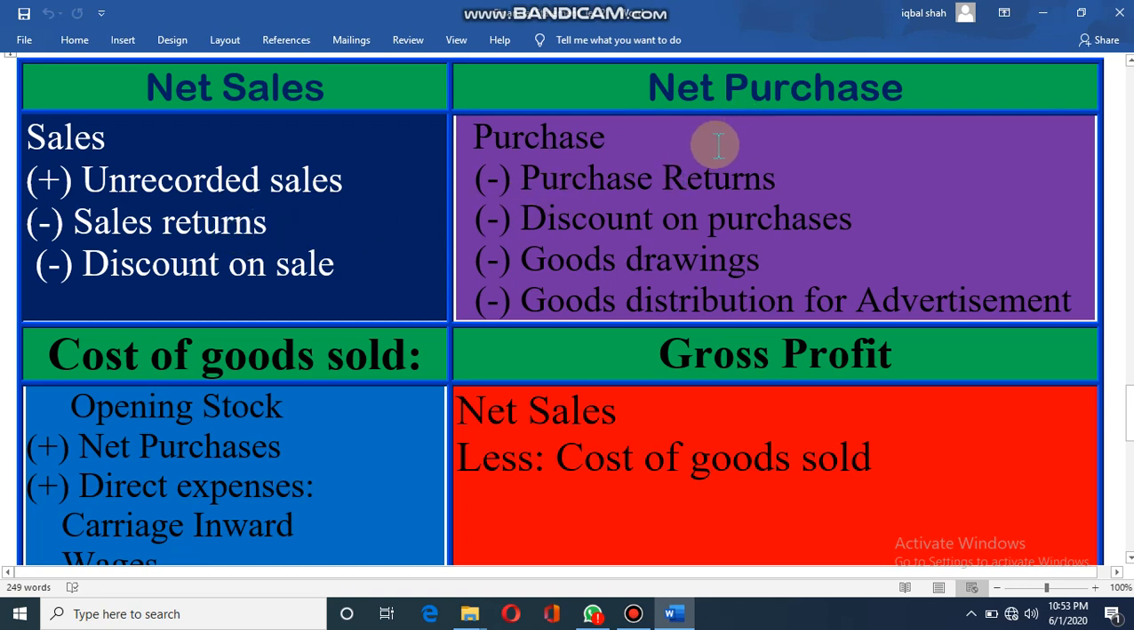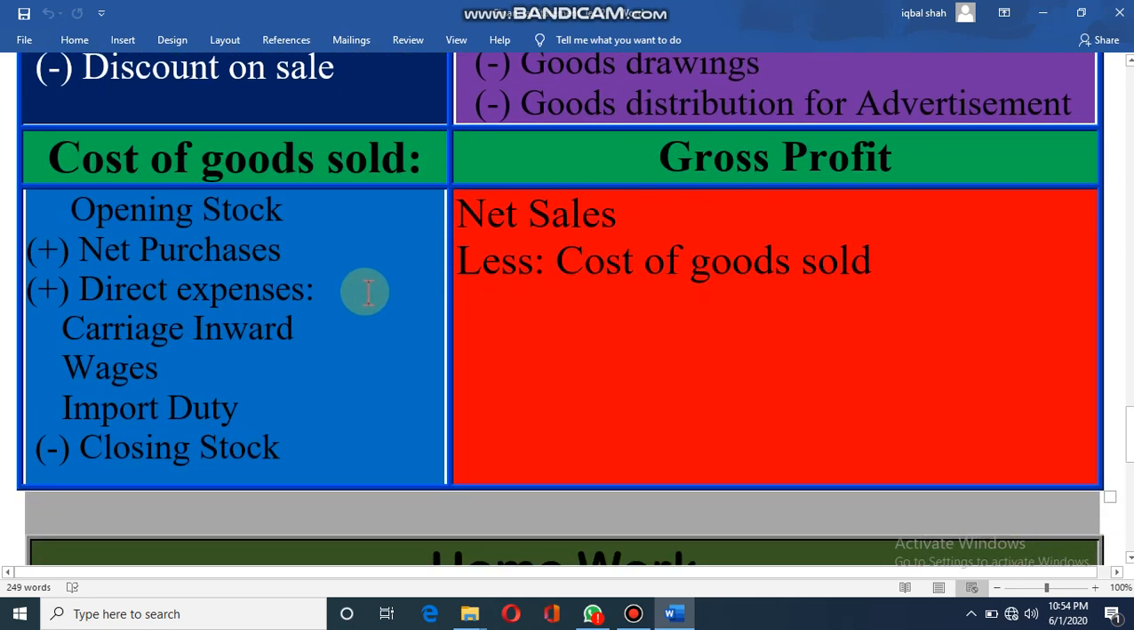Dear student, now net purchase. How you will find out net purchase? Purchase minus purchase return minus purchase discount minus goods drawing minus goods distribution for advertisement. Dear student, two things are more from sales here. Goods drawing. You know that owner of business may take goods from the business. That is goods drawing. If there is any goods drawing, it will decrease our purchase. If you distribute goods for advertisement, then it will also decrease our purchase. That's why these two items also will be subtracted from purchase. Then you will find out the net purchase.